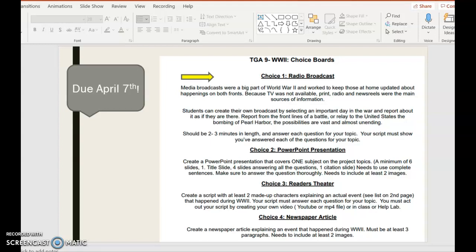I'm gonna let you work in partners for this assignment. If you are working in partners, you need to come to Help Lab and work on it together. I need to see what each person is contributing, and you do have to act it out for me if you are doing that. So that is what I suggest you doing. Okay.